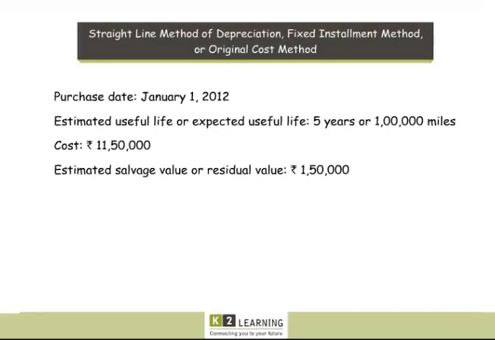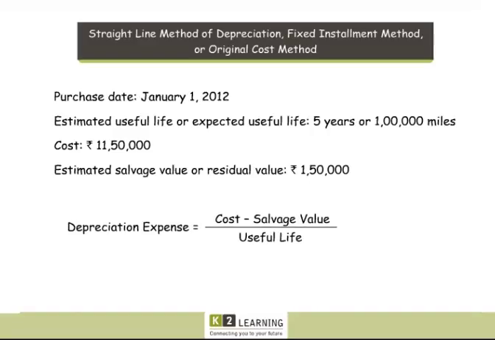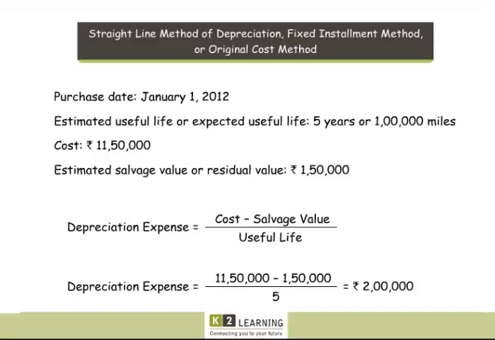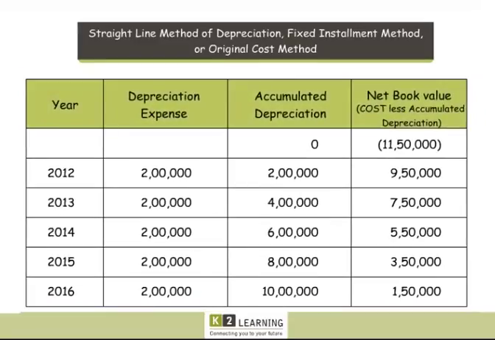Under the straight line method of depreciation, also known as the fixed installment method or original cost method, the depreciation expense for each period is calculated by dividing the depreciable cost of the asset by its useful life. An equal amount of depreciation is written off every year during the useful life of the asset. The depreciation is charged on the original cost of the asset every year. The cost of the asset reduces to zero or its residual value at the end of its useful life.